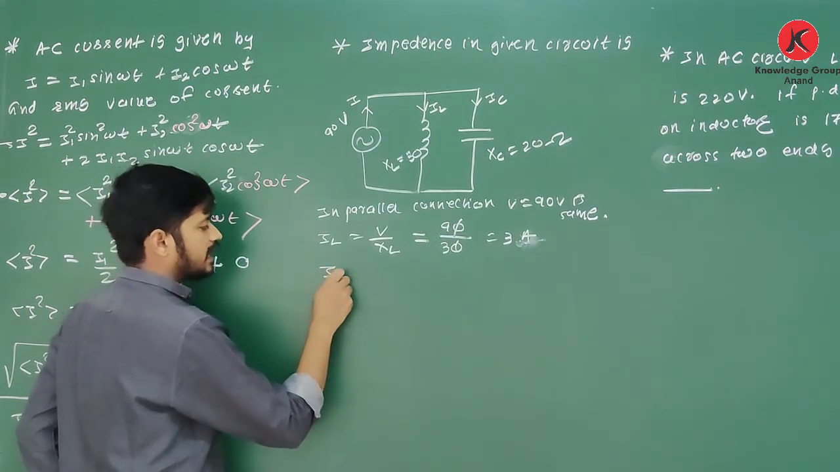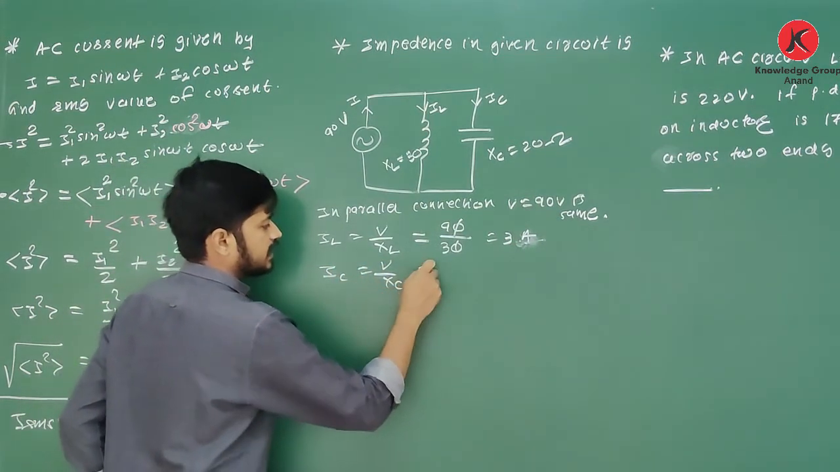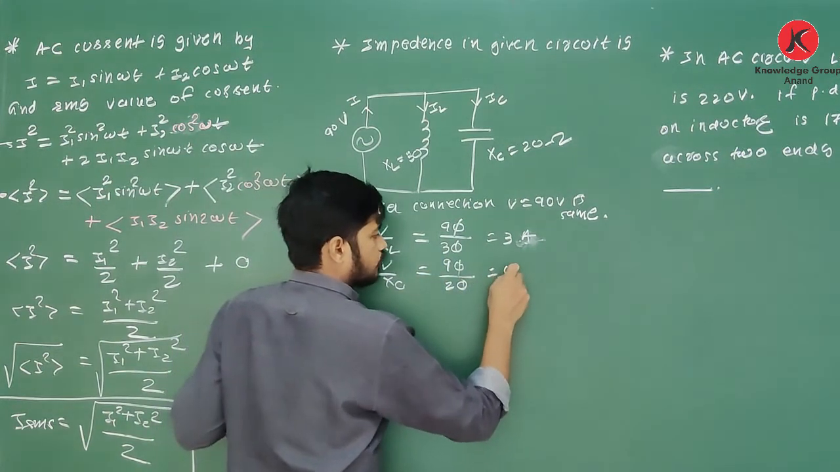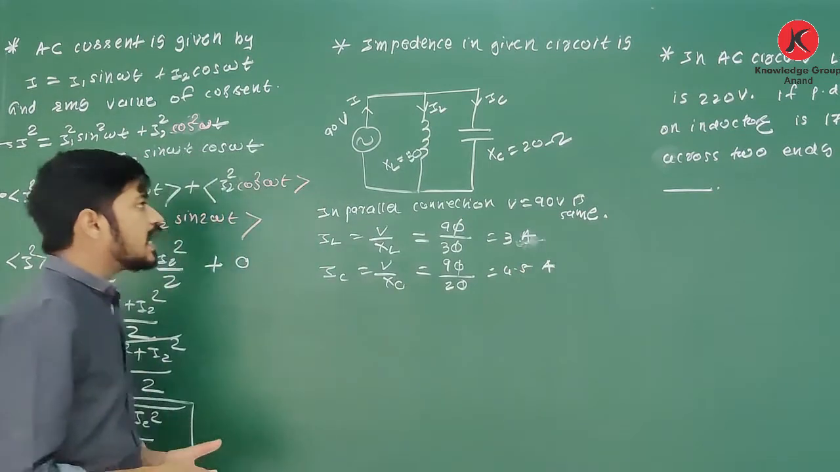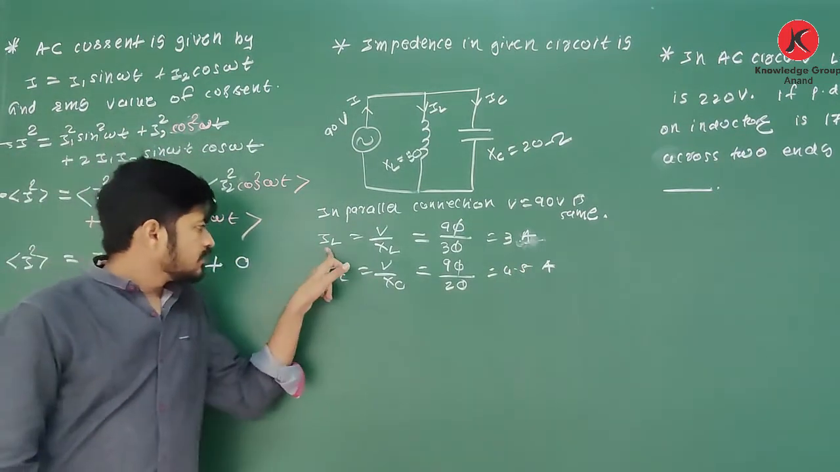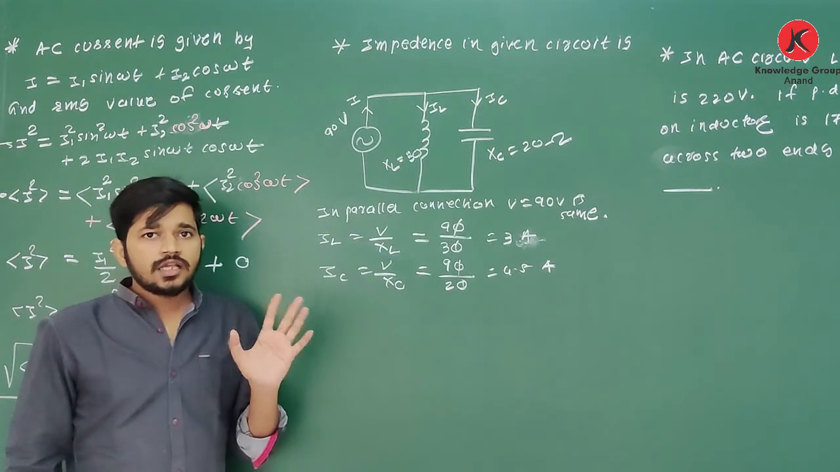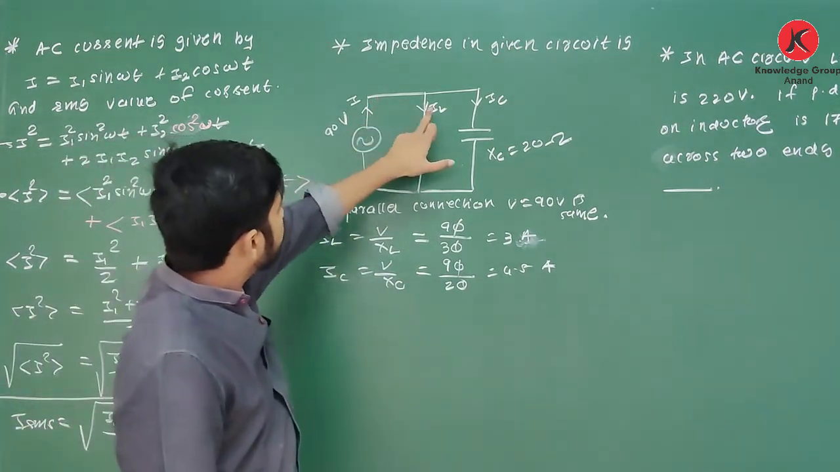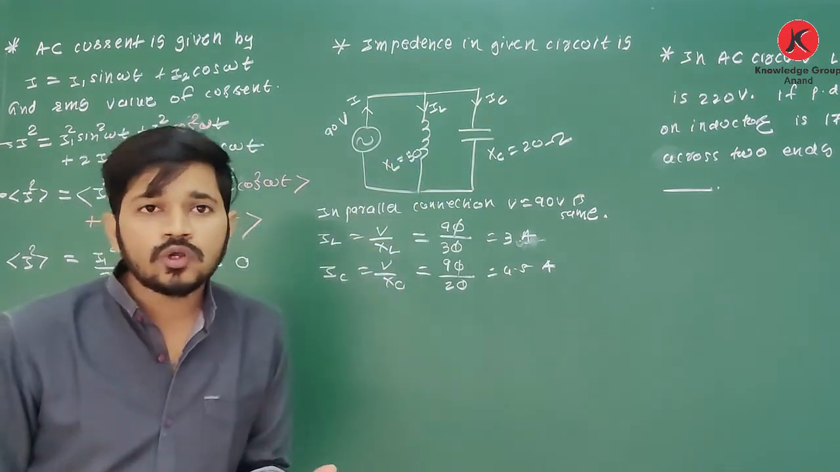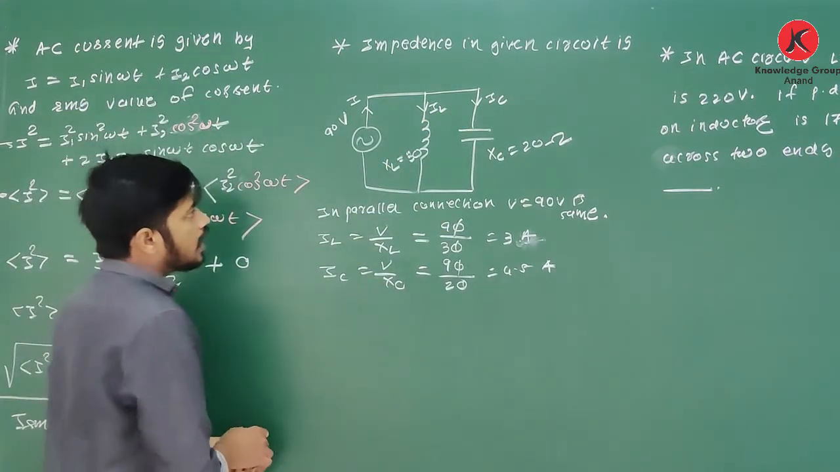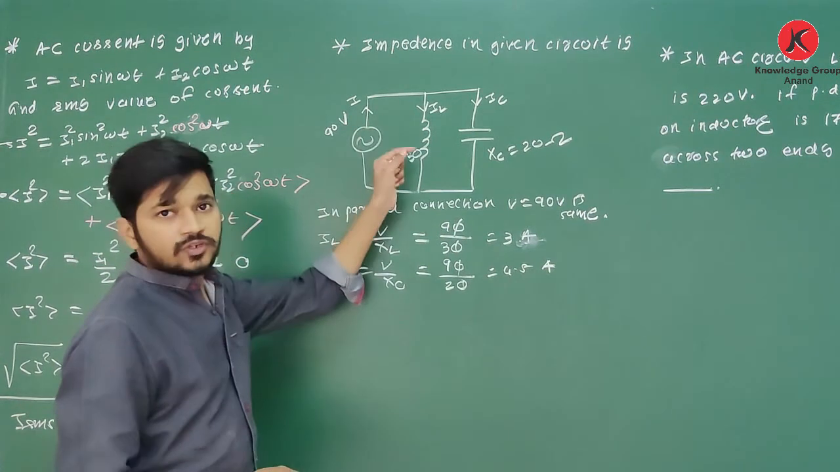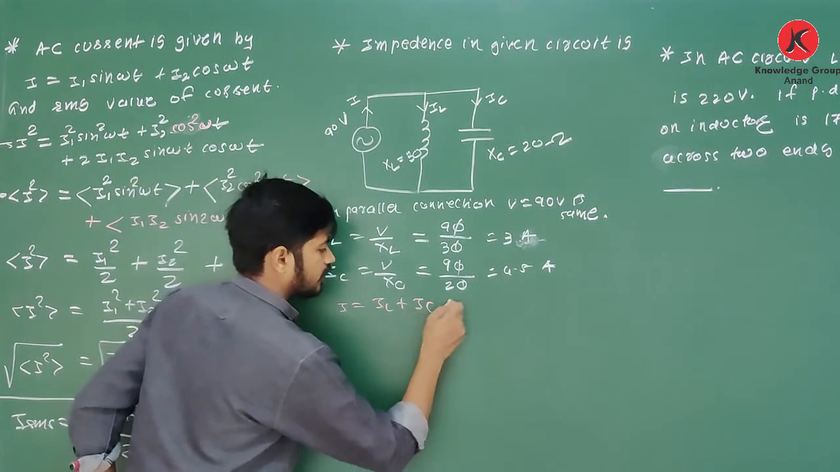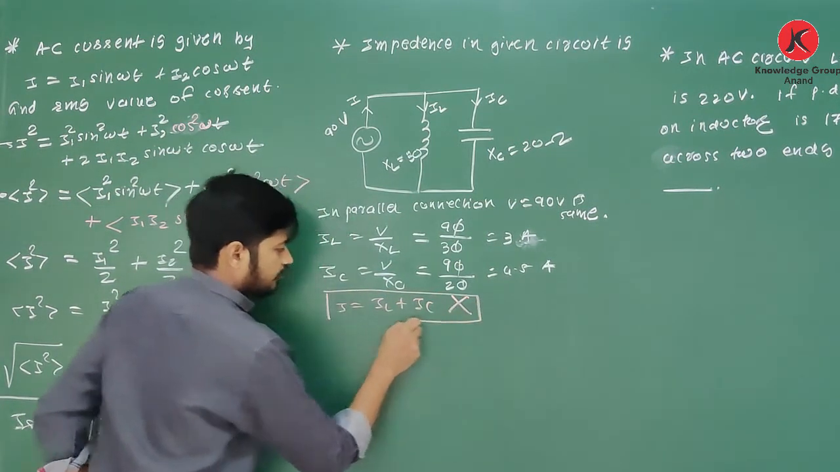Then I will find IC, that is V upon XC, equal to 90 volt upon 20. So it is 4.5 ampere. But now what is the relation between these two currents, IL and IC? You cannot apply I is equal to IL plus IC. You may say, sir, apply Kirchhoff's rule, that means I is equal to IL plus IC. That is wrong.